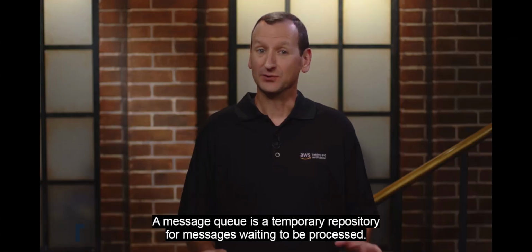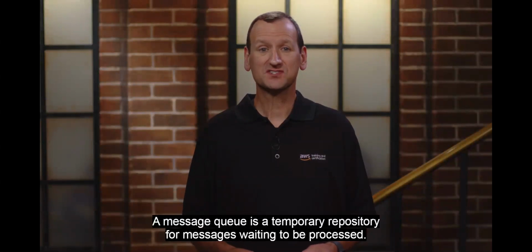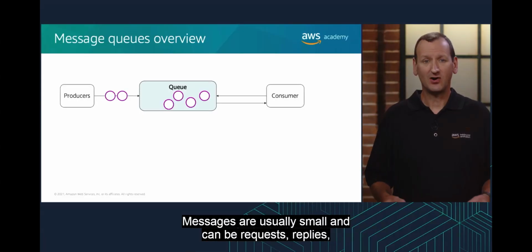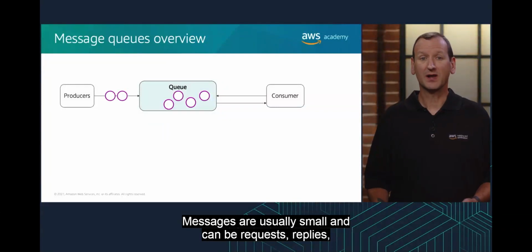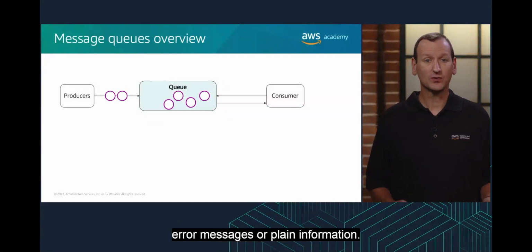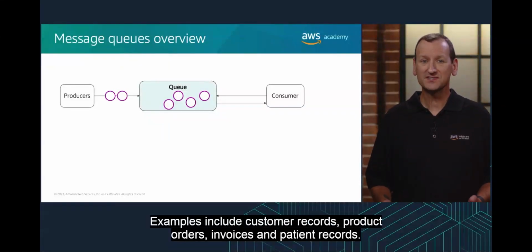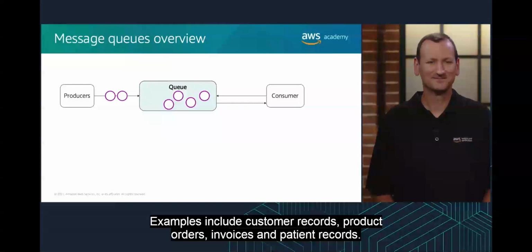A message queue is a temporary repository for messages waiting to be processed. Messages are usually small and can be requests, replies, error messages, or plain information. Examples include customer records, product orders, invoices, and patient records.